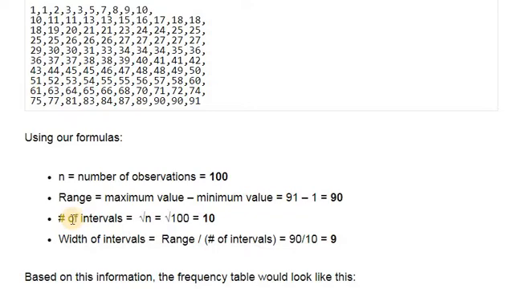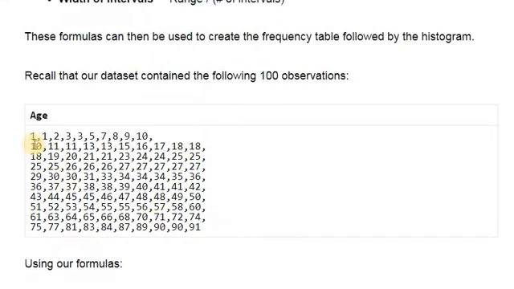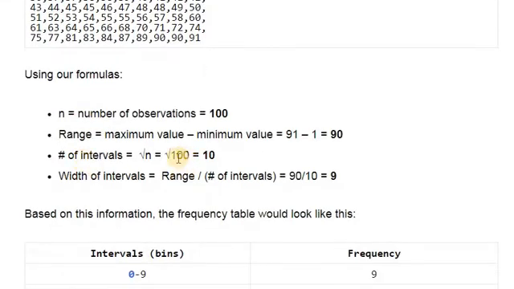Now what is the number of intervals? The number of intervals is equal to the square root of n. Here the number of observations is 100, so the square root of 100 is 10. So what is the width of the interval? That is the range divided by the number of intervals. Here my range is 90 divided by 10, so 9 is my width.